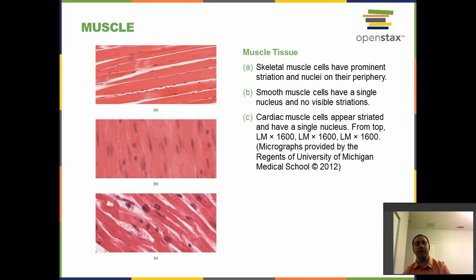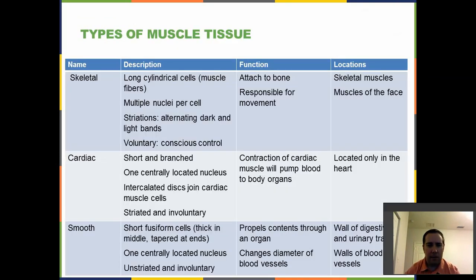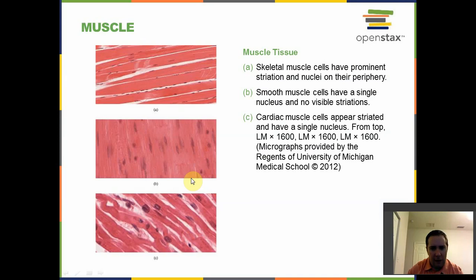The third type of muscle is cardiac muscle. This is only found in the heart. It is striated. They are fairly small cells again. One nucleus per cell. What is unique about cardiac muscle, they have intercalated discs.